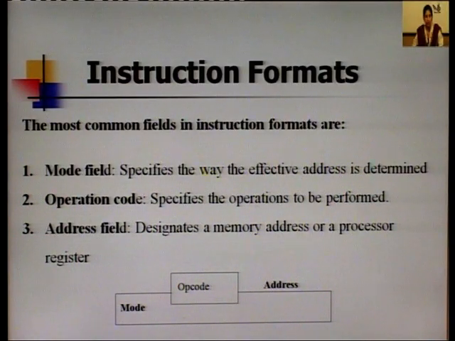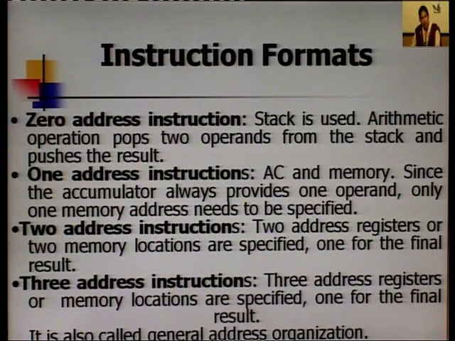In the address field, most of the time, the instruction represents the address where the data is stored on which the operation is to be performed. This is the simple view of an instruction: mode, opcode and address. The first field shows the mode of the instruction, second is the opcode, meaning operation code, and third is the address of the variables. There are types of instruction formats.